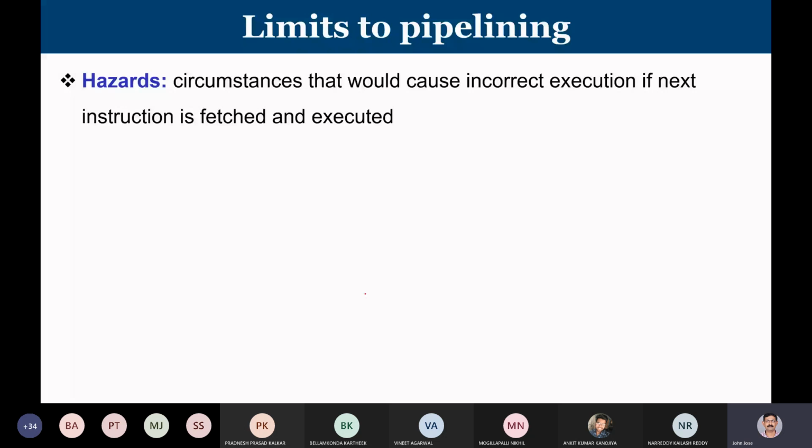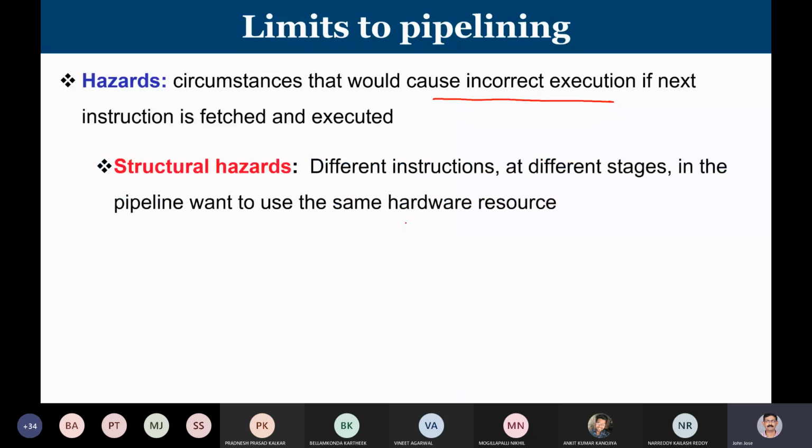Now, for certain scenarios, if you stick to this, that means if you fetch and decode in the assigned time slot, it would cause an incorrect execution. Circumstances that would cause incorrect execution if the next instruction is fetched and executed are what is known as hazards. There are three different types of hazards. The first one is known as a structural hazard. When you have different instructions at different stages in the pipeline, but they want to make use of the same hardware resource, that results in a structural hazard.